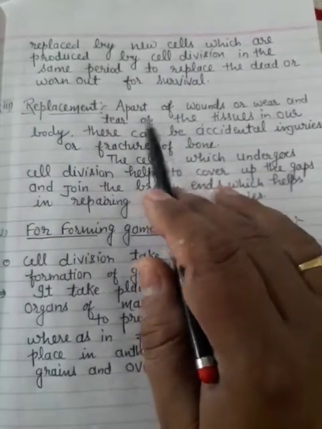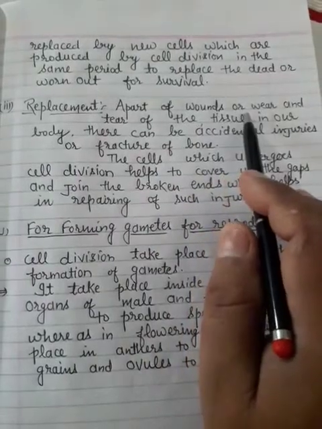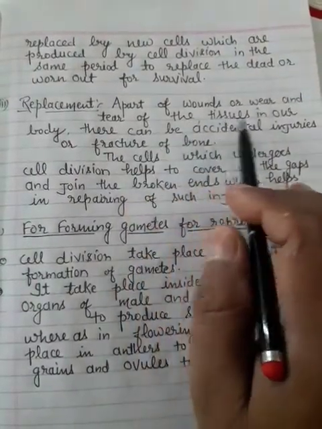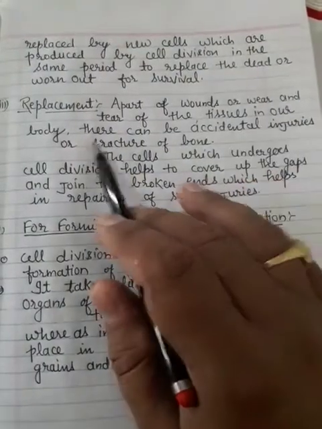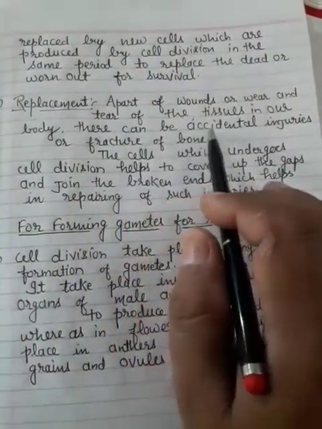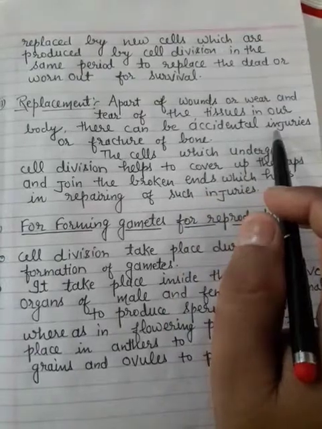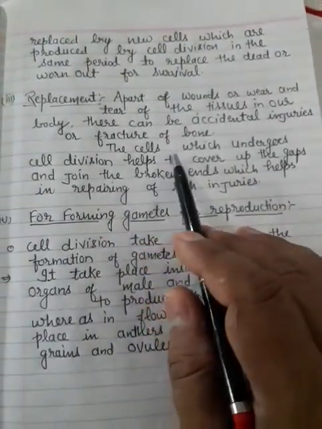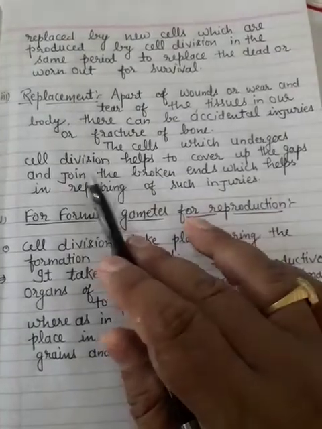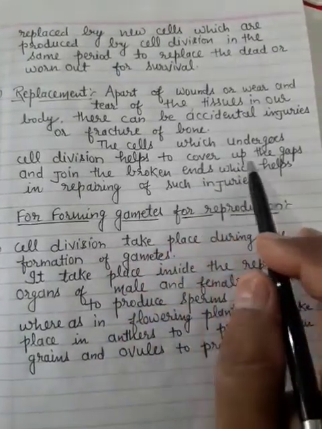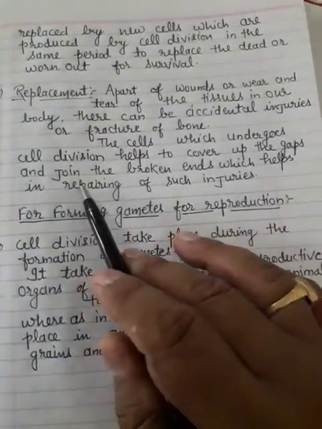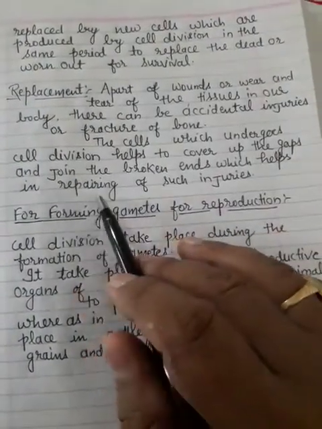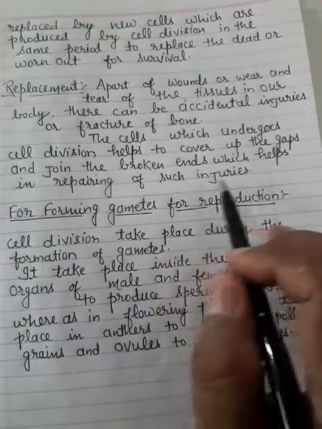Replacement of wounds. Apart from wear and tear of the tissues in our body, there can be accidental injuries or fracture of bones. The cells which undergo cell division help to cover up the gaps and join the broken ends, which helps in repairing such injuries.